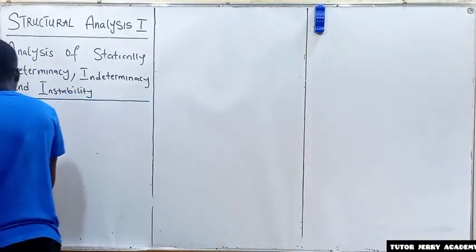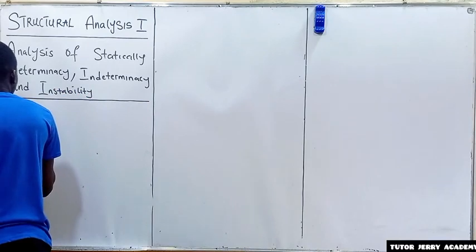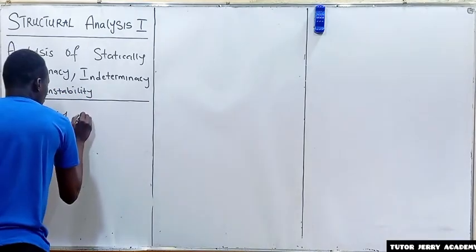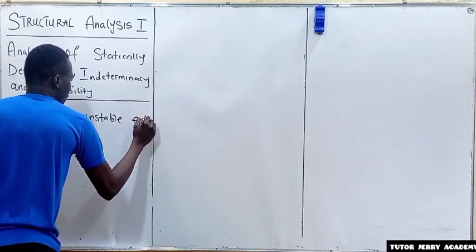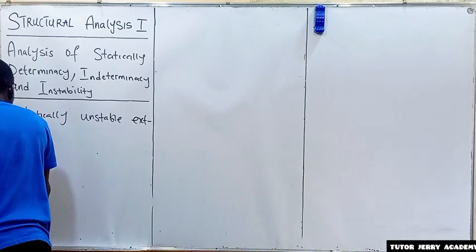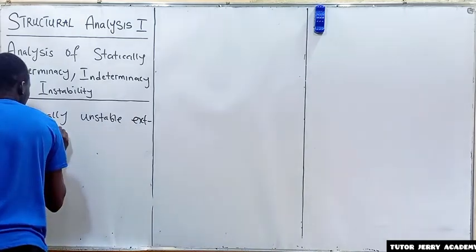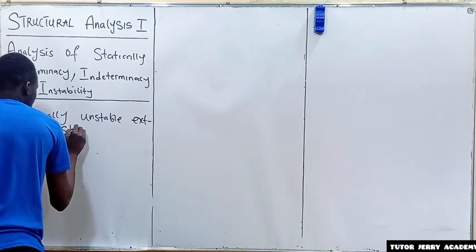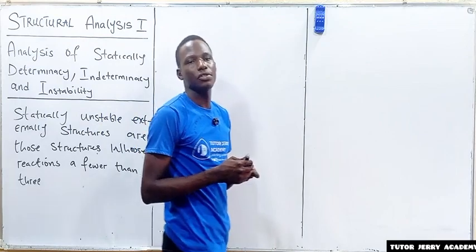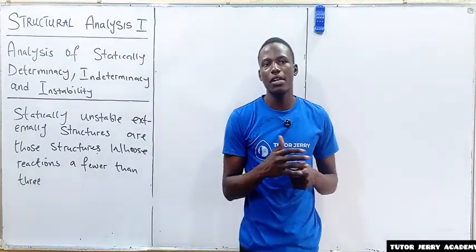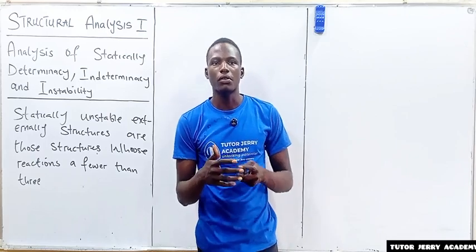So we say statically unstable externally structures. So there are those structures whose reactions are fewer than 3.